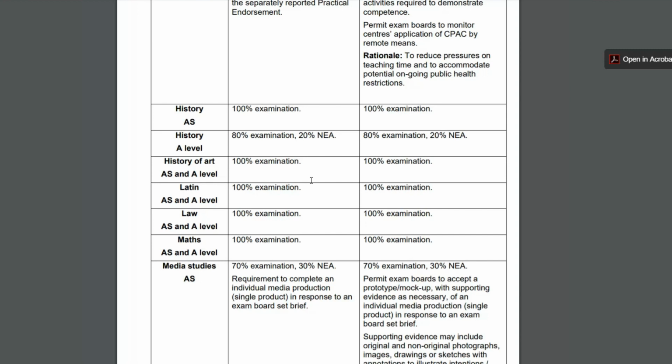History of art, AS and A level. Latin, AS and A level. Law, AS and A level. All stay the same. Pure exam.